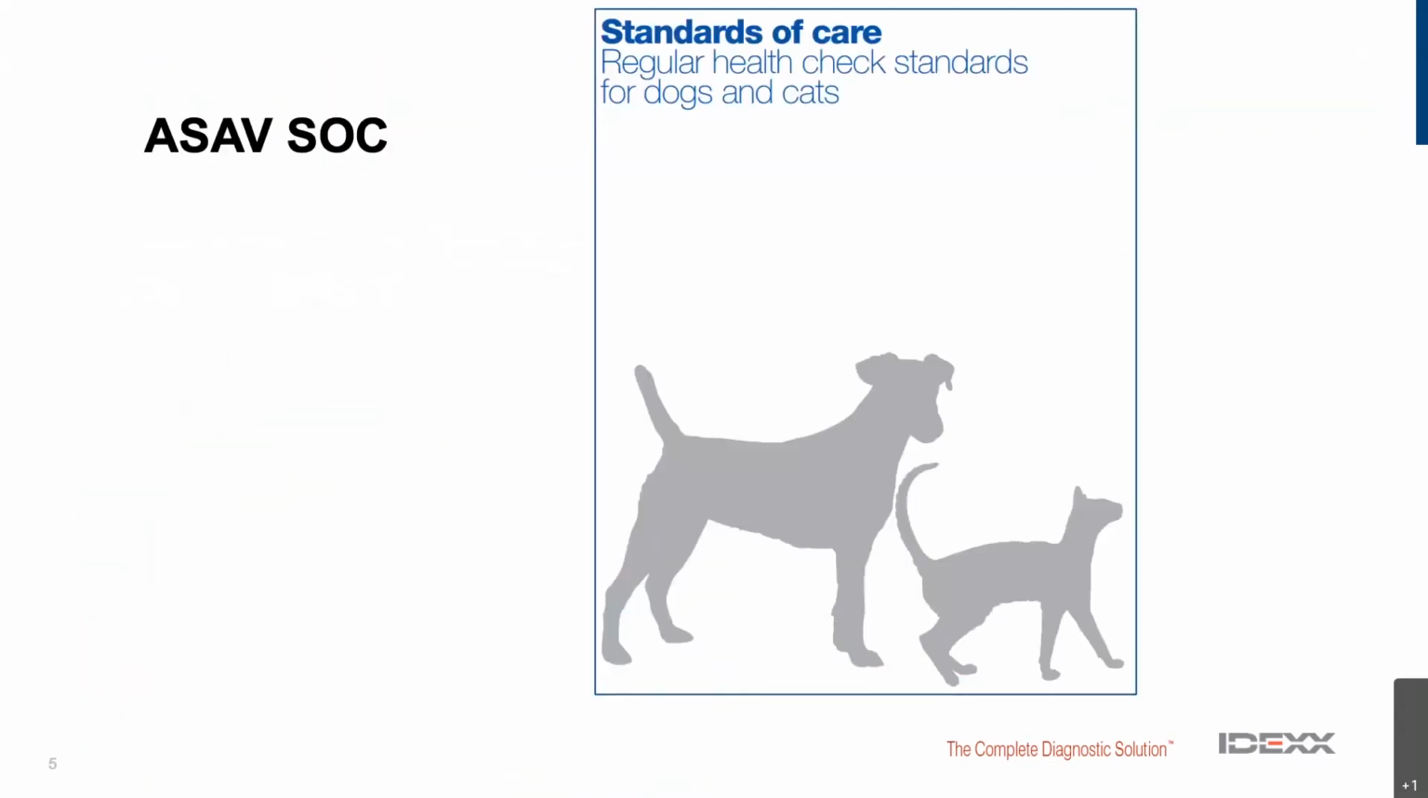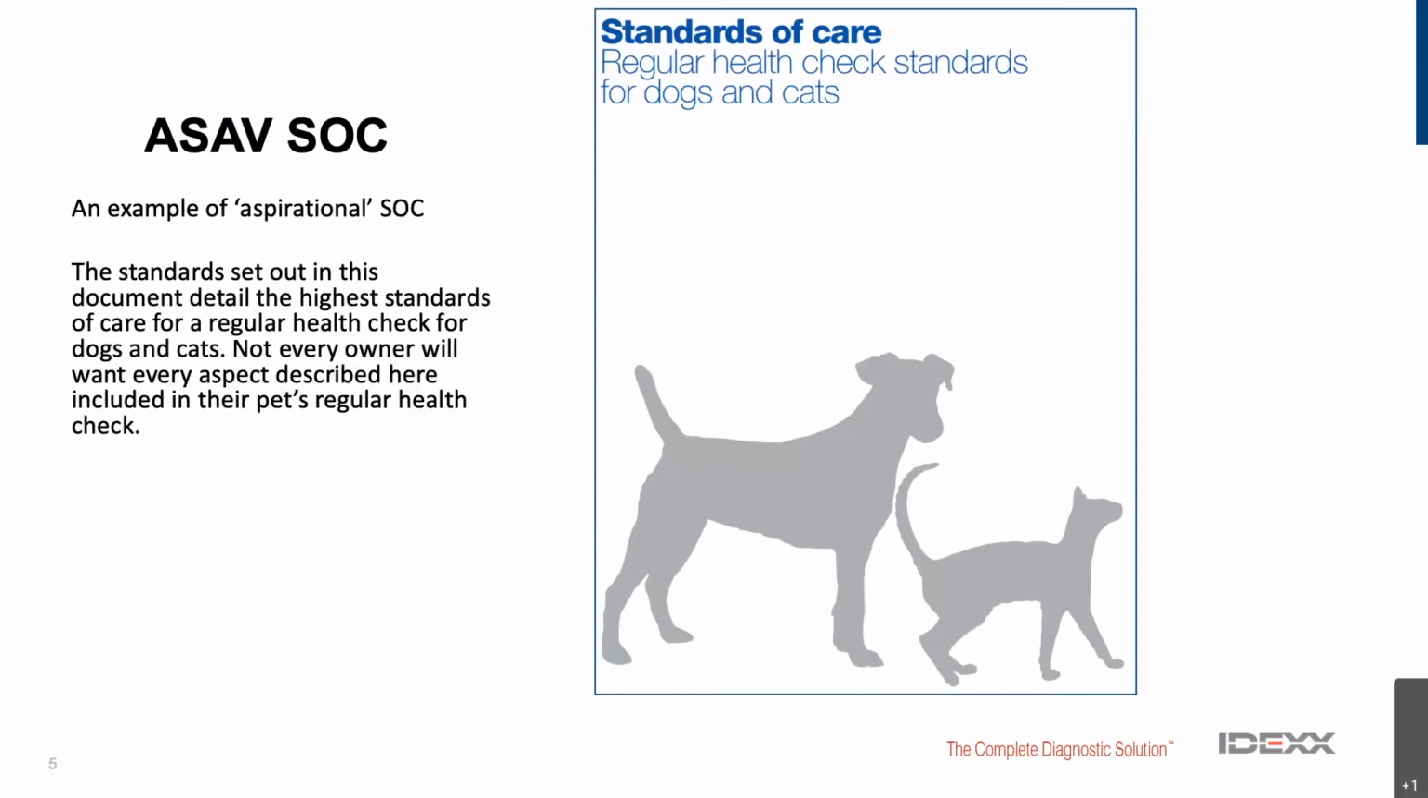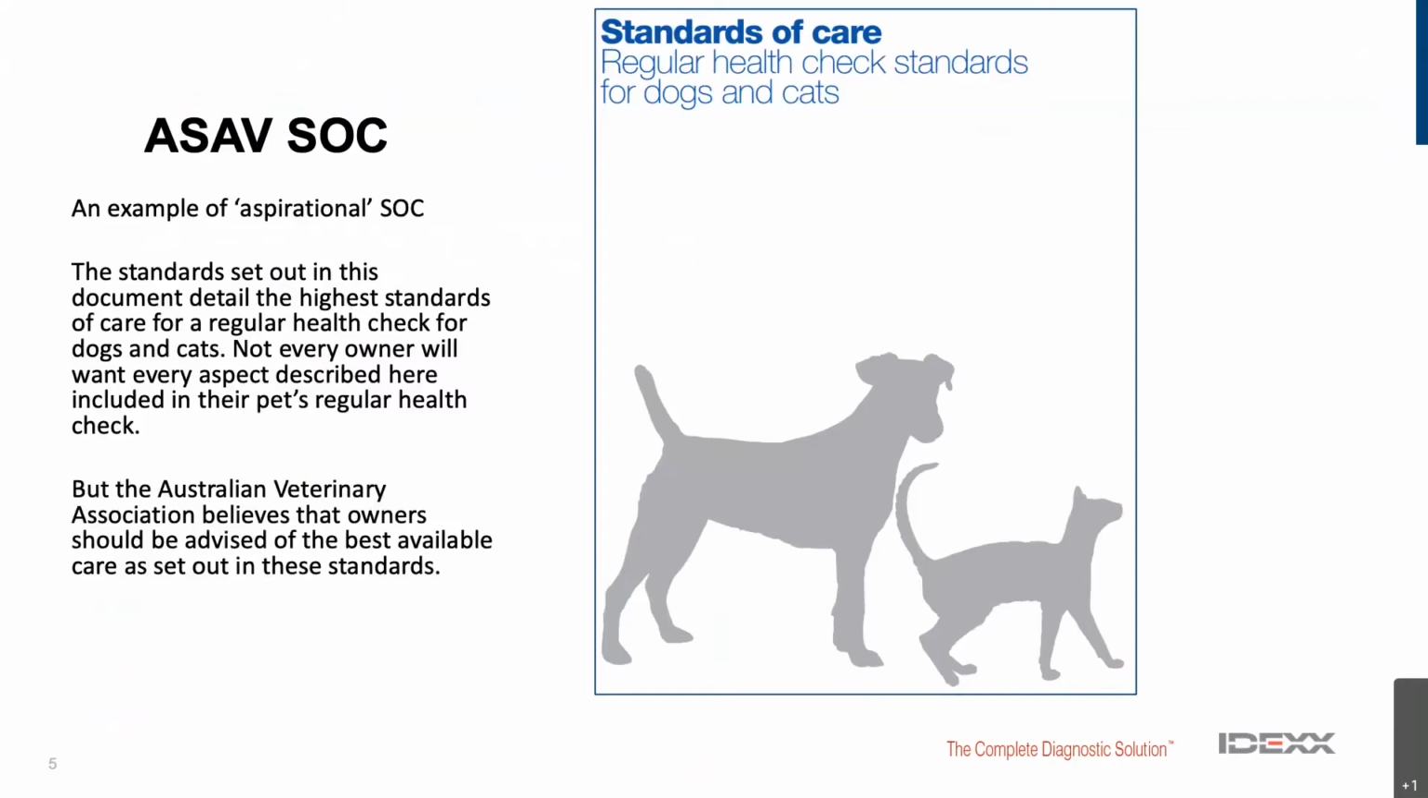Some examples of ideal standards of care. The ASAV standard of care, developed quite a number of years ago, relates to regular health check standards for dogs and cats. It's an aspirational standard of care. It sets out the highest possible evidence-based standards that they're looking at when you're doing a regular health check for cats and dogs. Not every owner is going to want to be involved in every aspect detailed here, but it's something we should be using as part of that checklist and to be aware of. It's certainly there as a standard.